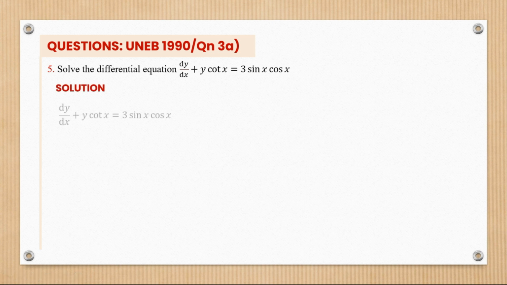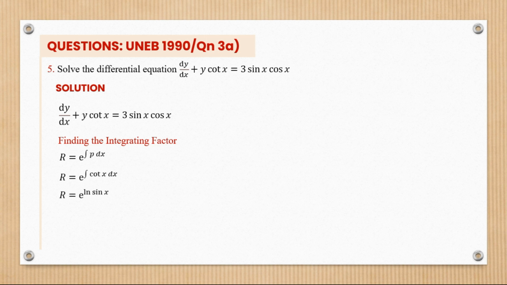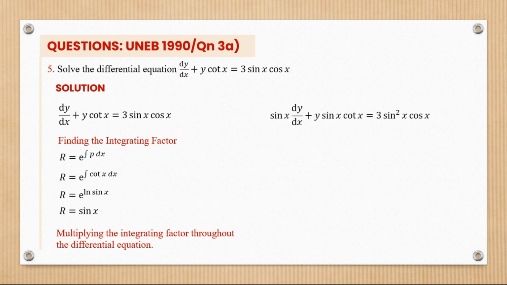Now I can already see that the P value is clearly cot x. So finding the integrating factor, which is e to the power of the integral of P dx, we know the P value is cot x, so now we deal with the integral of cot x. It's going to be ln sin x, so we now have e to the power ln sin x, of which we know that the e cancels the ln and we'll be left with R being sin x.